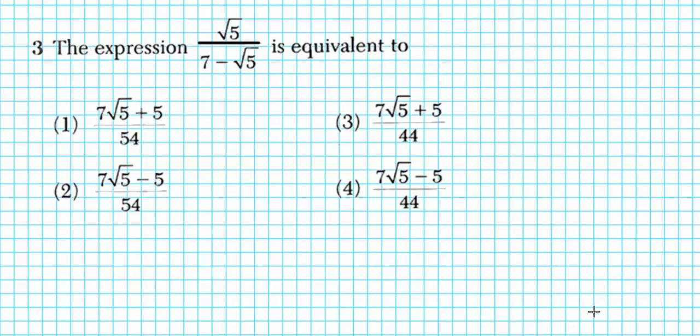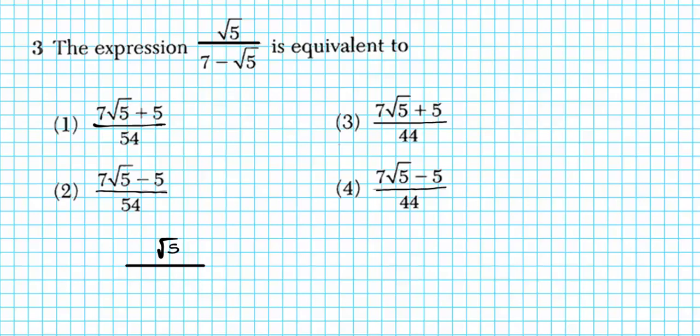All right, let's take a look at number 3. It says the expression root 5 over 7 minus root 5 is equivalent to, and we have 4 options here. What we're doing here is basically simplifying radicals, okay? So how do we simplify a radical expression of this nature? Well, we're going to have to rationalize the denominator.